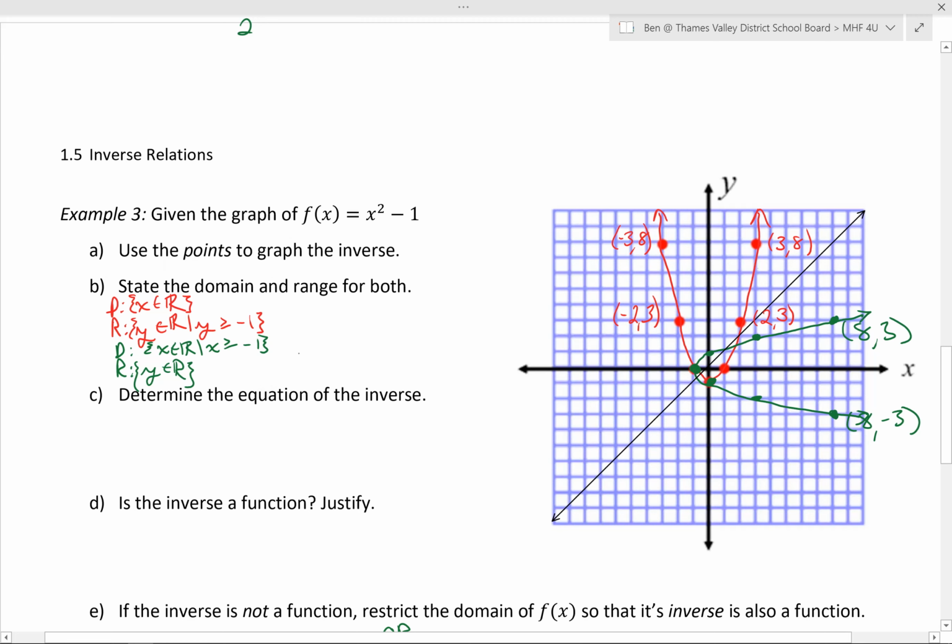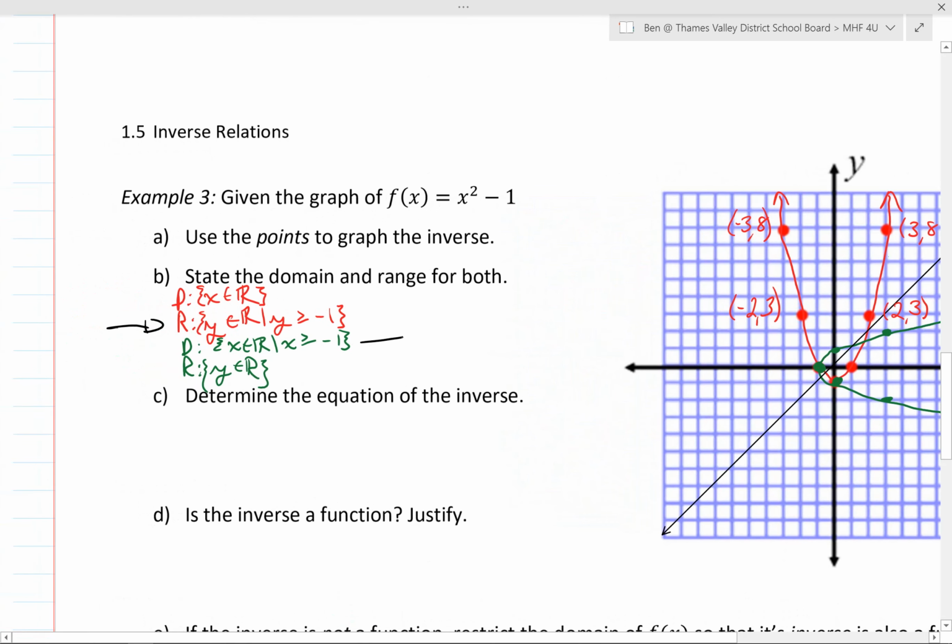Since we came up with our inverse function by interchanging our x and y coordinates, it makes sense that what was our domain, where there was no limit on it, x is an element of the reals, becomes the range of our inverse function. Now, what was the range of our original function? y is an element of the reals such that y is greater than or equal to -1. That becomes the domain of our inverse function.